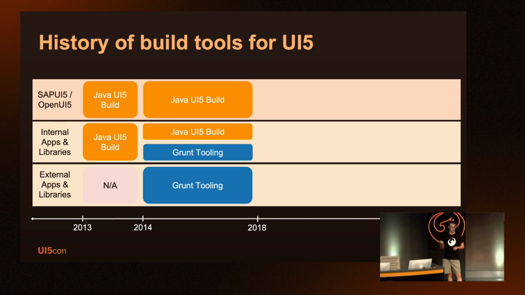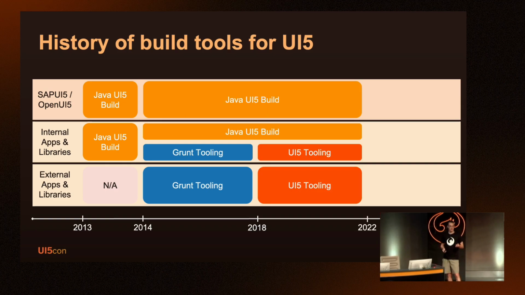This only changed in 2014 when OpenUI5 was open sourced, and with that we introduced this Grunt tooling. And you'll hear more about that in a second. Then in 2018, we first released the first version of UI5 tooling. And so we positioned it as a successor of the Grunt tooling. So many projects that were using Grunt tooling then switched over to UI5 tooling. And also SAP internal projects, some already chose Grunt over the Java build. They switched to UI5 tooling, so it became the new standard there.